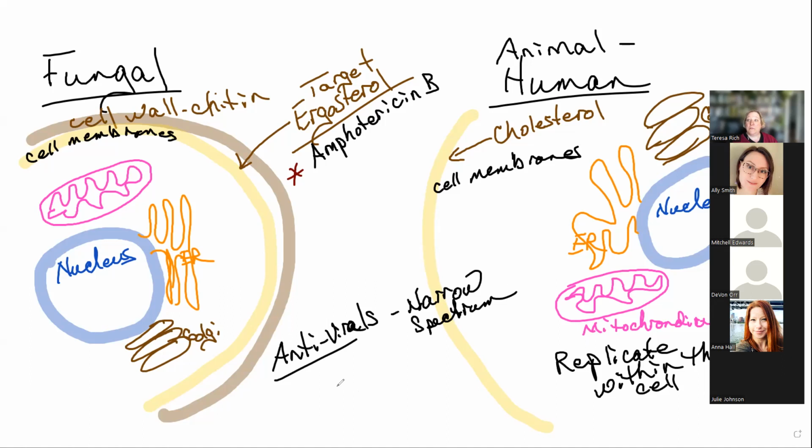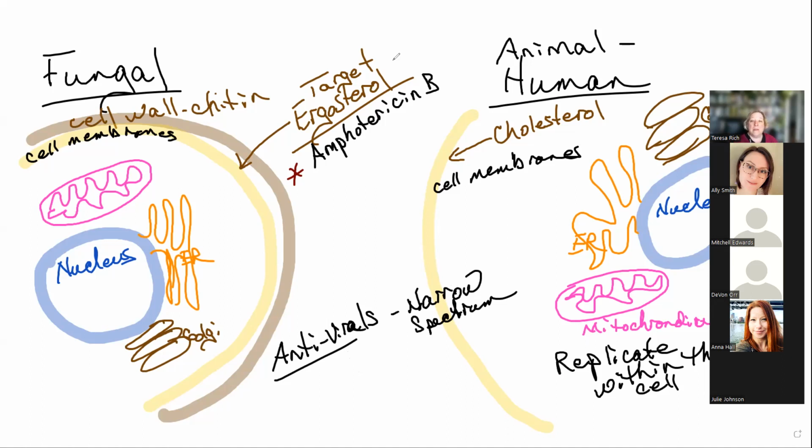So broad spectrum drugs would be like penicillin. Well, let's go with ampicillin, which is kind of the second generation penicillin. It works equally well against gram-positive and gram-negative, so we call that a broad spectrum antibiotic. Whereas there are some antibiotics that target a specific group of bacteria. So antivirals tend to be very, very narrow spectrum.